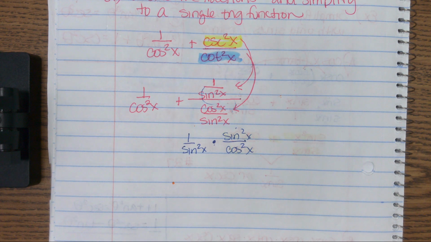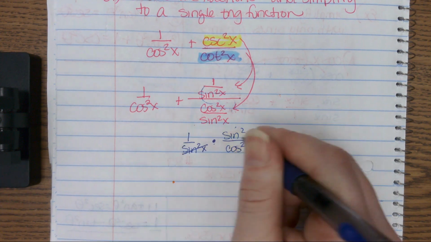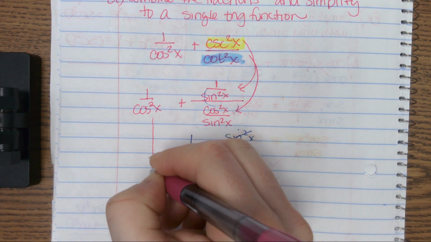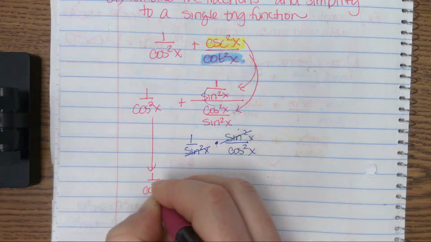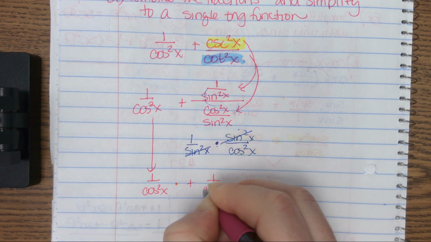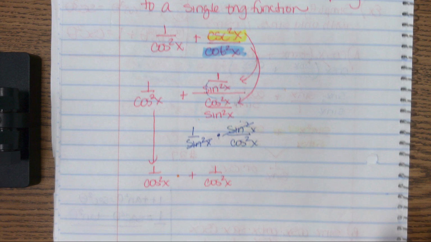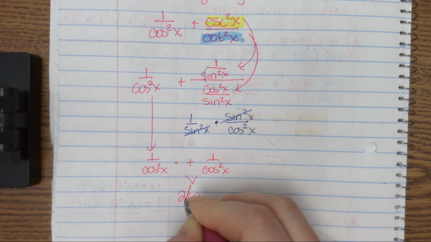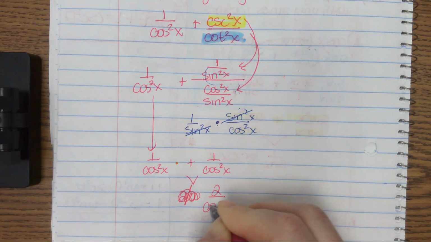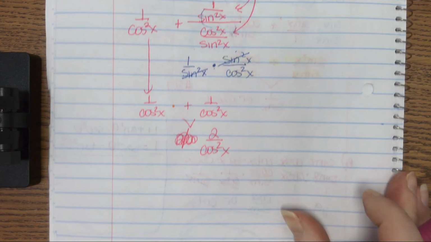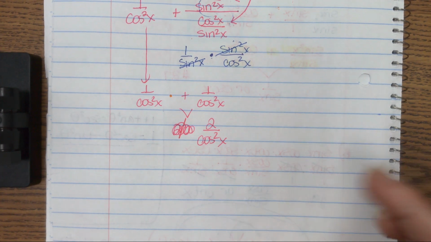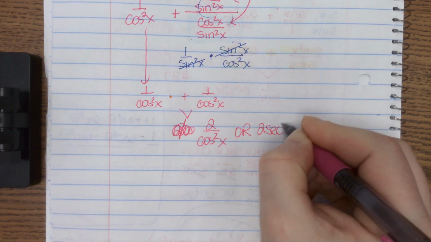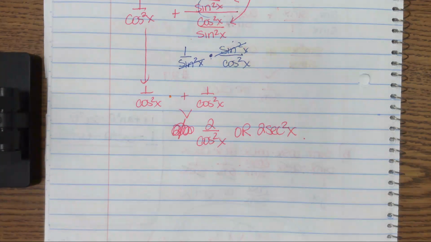Okay, some interesting things happen. You see hopefully that the sine squareds cancel, and now, dropping this down, I have 1 over cosine squared plus 1 over cosine squared. And when I put those two things together, I get 2 over cosine squared. And another way of writing that, because remember our instructions were to write it as a basic trig function, is that's the same as 2 secant squared x. And so that's as simplified as we can go.